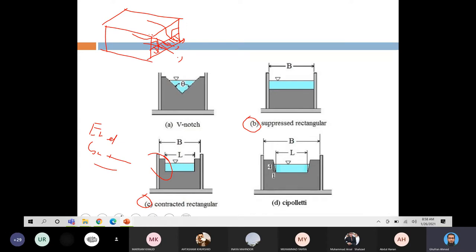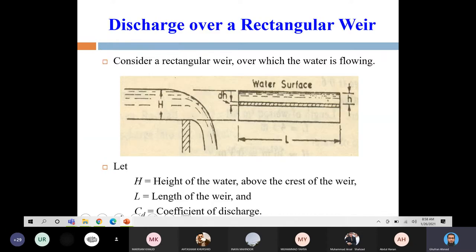In the later part of today's lecture, we will discuss how much we need to consider this end contraction. We usually take it as a function of H. And Cipolletti means trapezoidal, so it has certain side slopes as well. Okay, so any question up till here? So next is the discharge over a rectangular weir.